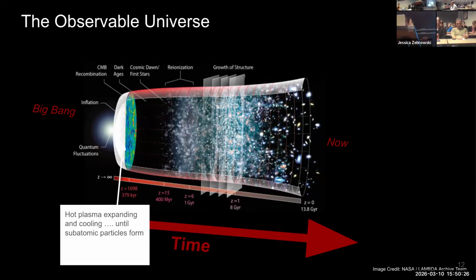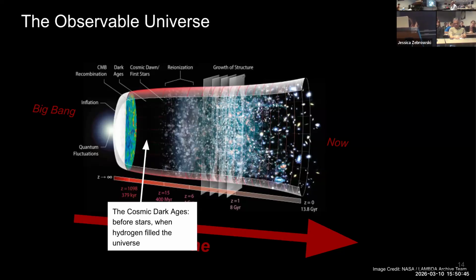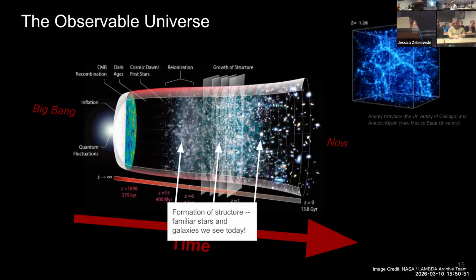After this, we had a hot plasma expanding and cooling until the first subatomic particles form, until finally the first neutral atoms form, allowing photons to free stream through the universe for the first time. And this is what we refer to, and many of you in this room study, the cosmic microwave background. After that, we have the cosmic dark ages. So this is before stars, when hydrogen filled the universe. And then we have the formation of structure.